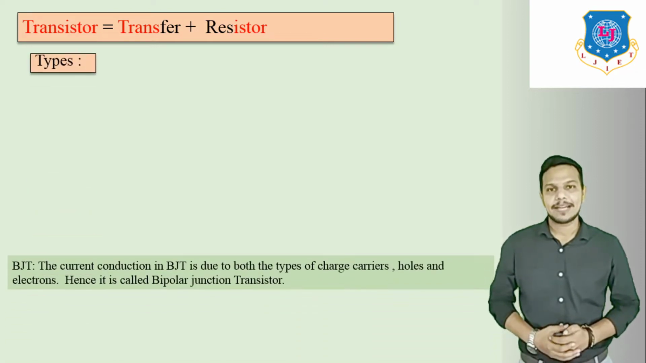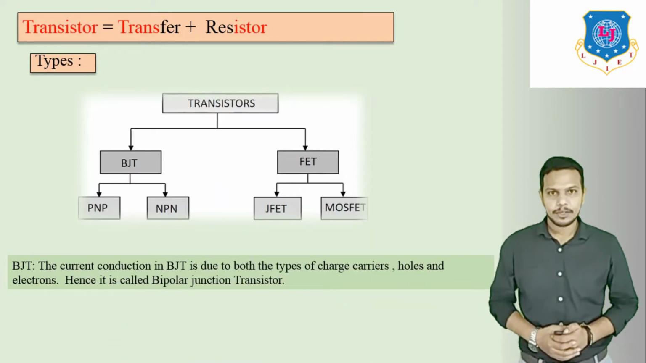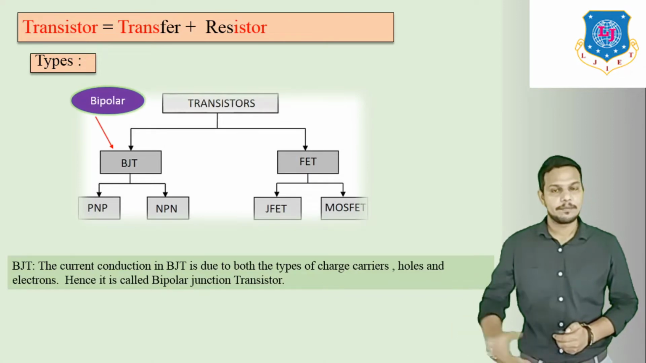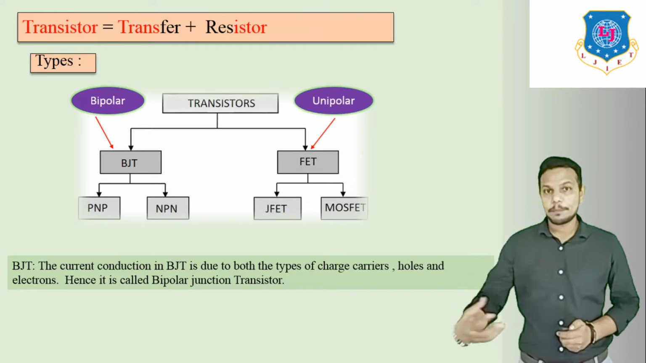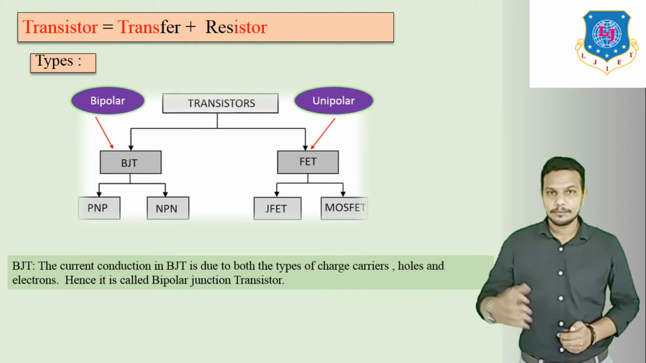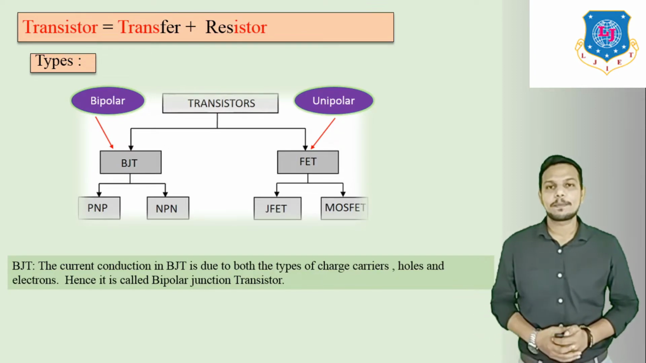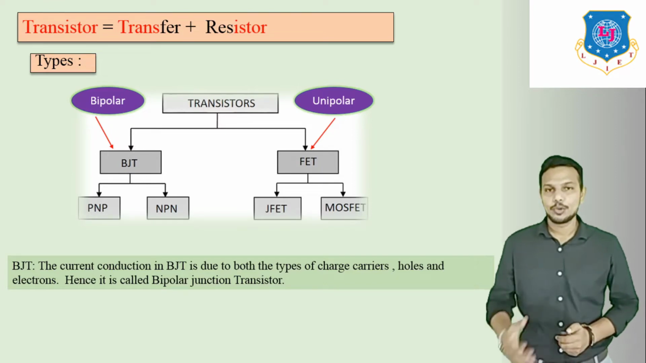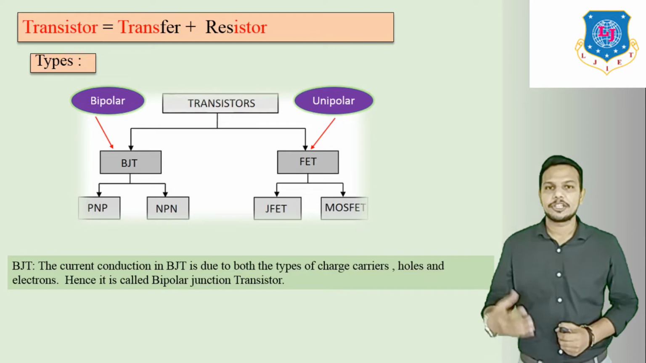So let us discuss its types. Transistors are divided into two types. Number one is BJT, which is known as bipolar junction transistor, and number two is UJT, which is the unipolar junction transistor. BJT has two types: number one is NPN and number two is PNP. Similarly, UJT is divided into two types: number one is FET and number two is MOSFET. So in today's topic, we are only discussing BJT, the bipolar junction transistor.